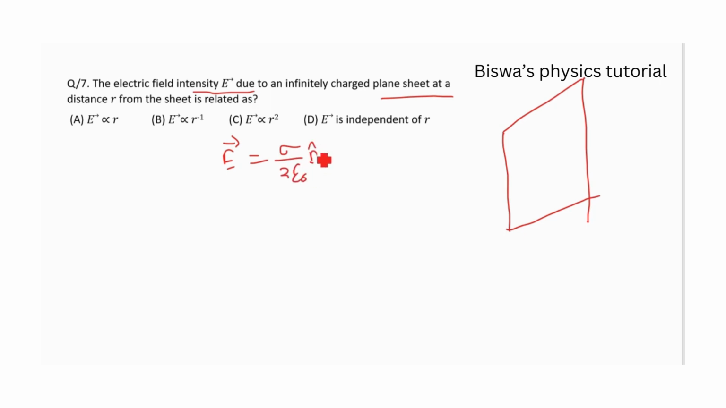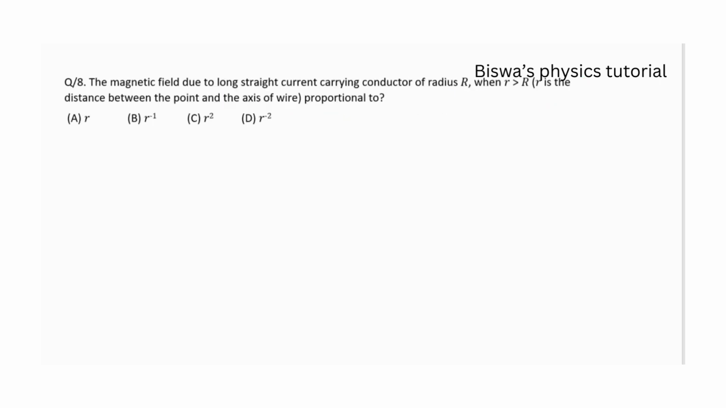N cap is its direction vector. Here no R is present, so it is not dependent upon R. Here sigma is the charge density and epsilon naught is a constant. So we can say this is option D: E is independent of R.